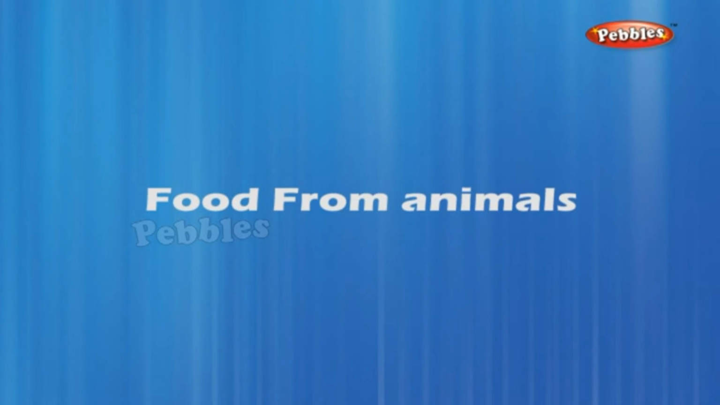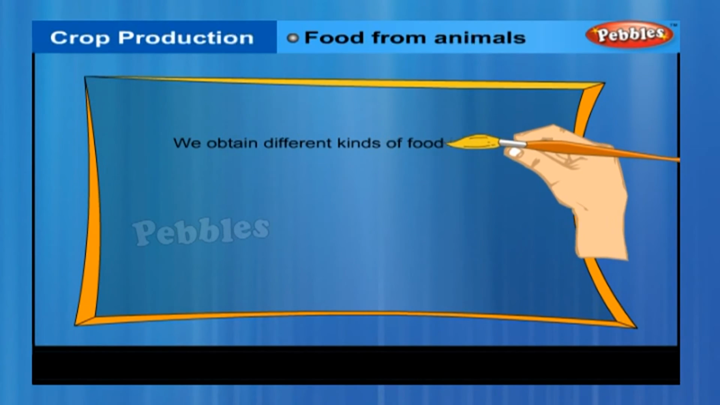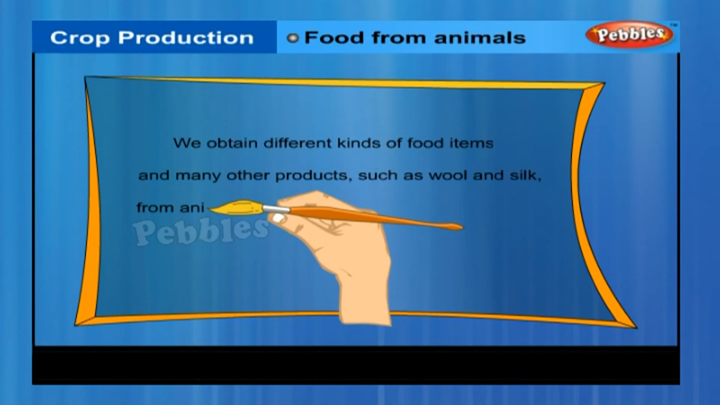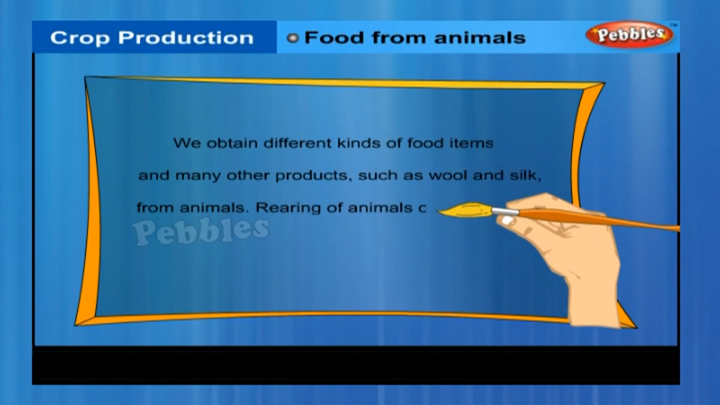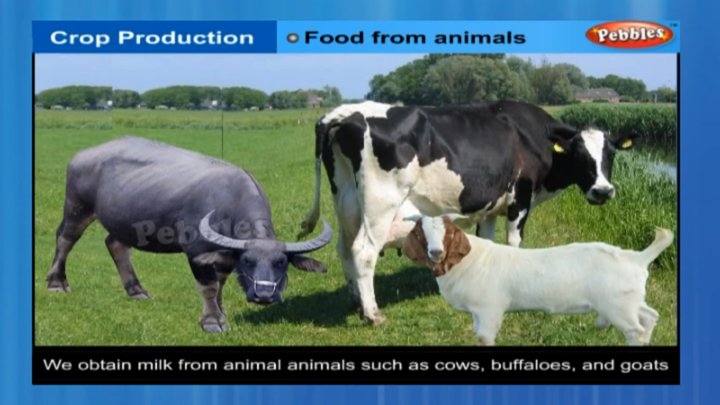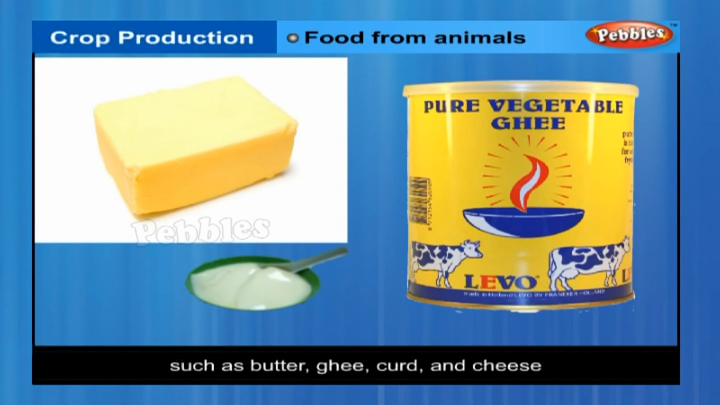Food from animals. We obtain different kinds of food items and many other products such as wool and silk from animals. Rearing of animals on a large scale is called animal husbandry. We obtain milk from animals such as cows, buffaloes, and goats. Milk-yielding animals are also called milk animals. Milk is used to prepare a variety of dairy products such as butter, ghee, curd, and cheese.